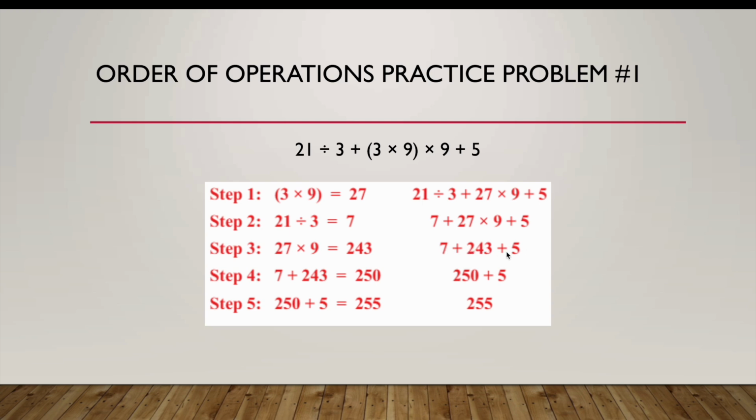From here, we just have addition left. So we start again from the left. 7 plus 243 is 250. And 250 plus 5 is 255, which should be your final answer. And if you put it into your calculator correctly, that should be the answer you have as well.